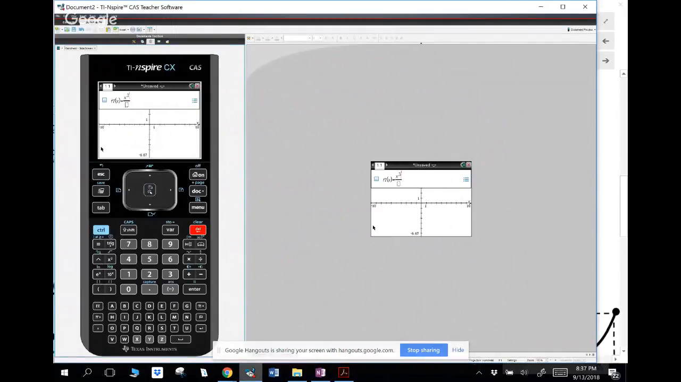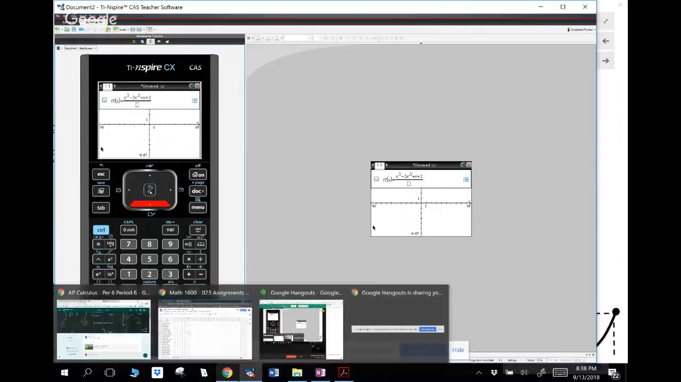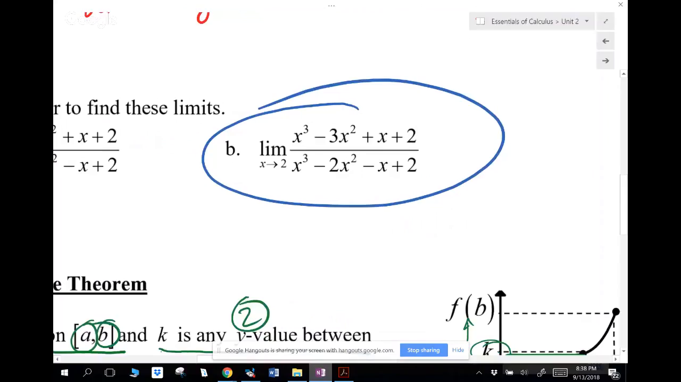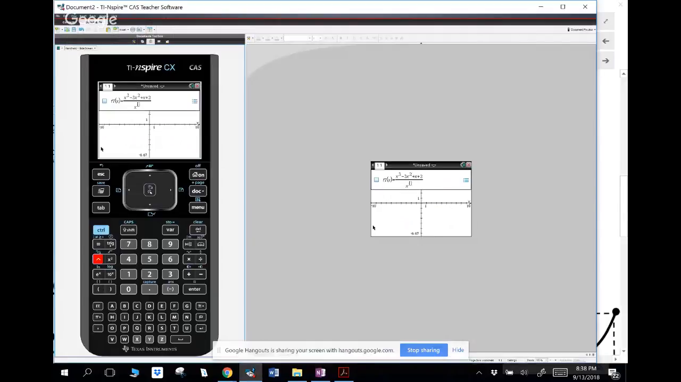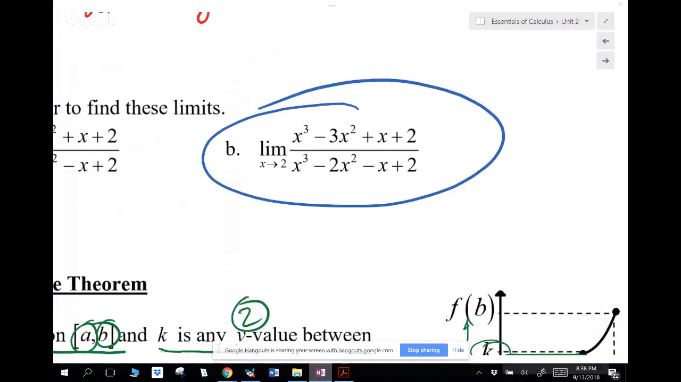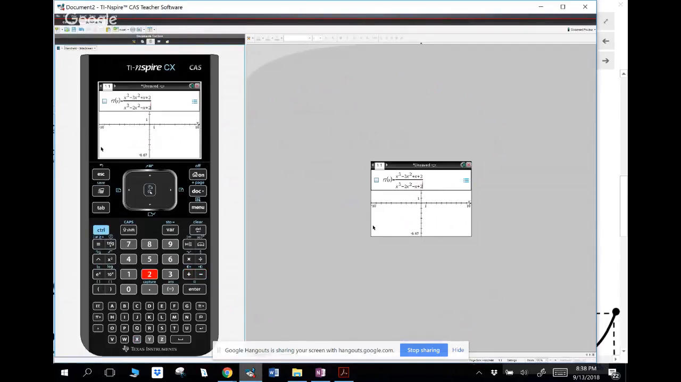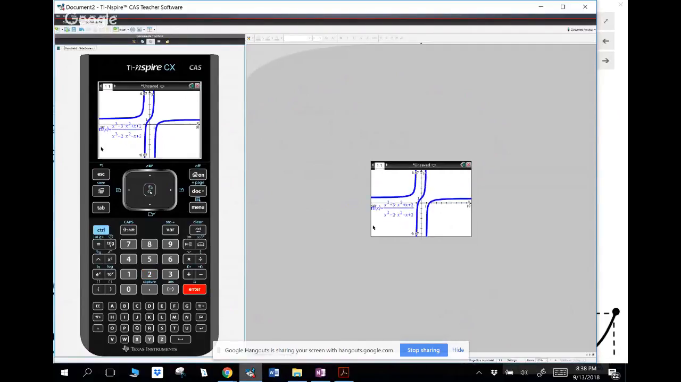So minus 3x squared plus x plus 2, divided by x cubed minus 2x squared minus x plus 2. Okay, so now that I put that in, I'm going to hit enter and let it graph it.